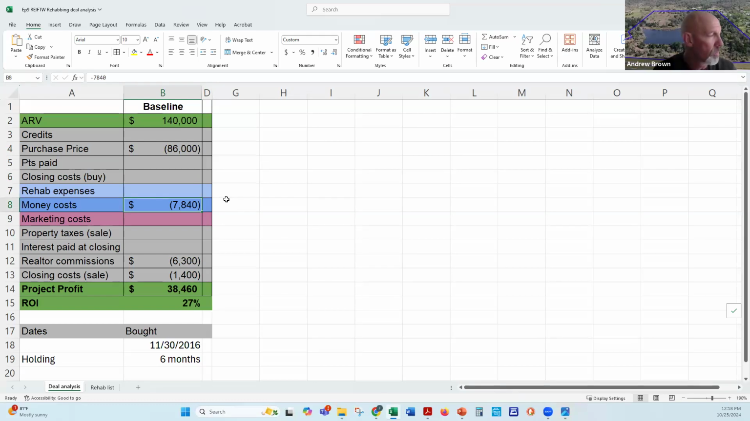So marketing costs would include marketing after, when you go to put it on the market and you want staging, you want pictures. We had that at 1,650. Taxes at 1,700. Closing costs, okay, realtor commissions, I had at 8,400.